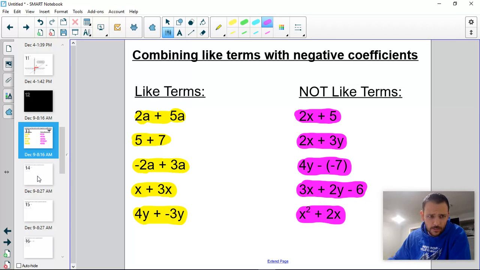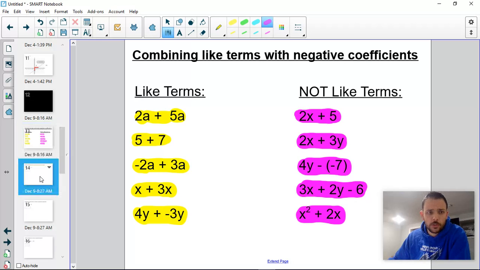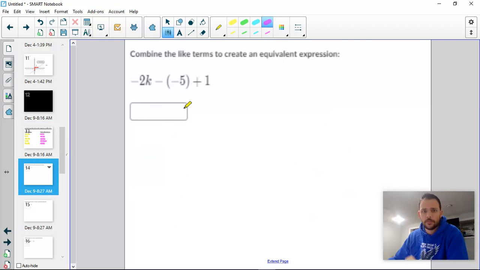Let's look at some examples of the problems that you are going to see this week. We have two assignments in Khan Academy, and then you'll have one in Quizizz. Your quiz is actually going to be in Quizizz. It says combine the like terms to create an equivalent expression. We call this an expression because it's just a number sentence without an equal sign. If it had an equal sign and something on the other side, we'd call it an equation. So this is an expression.